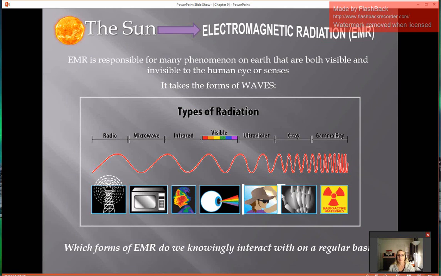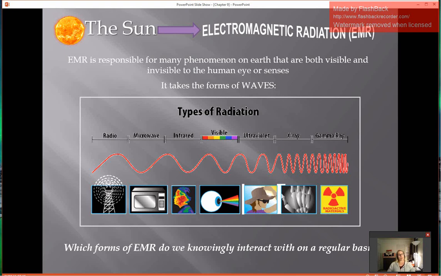But let's look a little bit more at what's coming out of the sun. We have what's called electromagnetic radiation. That is actually the light waves that are being emitted from the sun and hitting the earth and being processed by the ozone before it comes down. The EMR is responsible for many phenomena on Earth that are both visible and invisible to the human eye or senses, and it takes the form of waves.